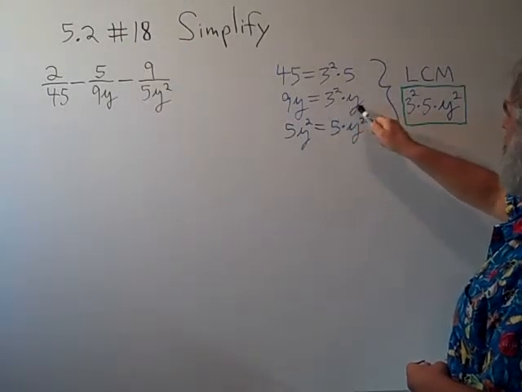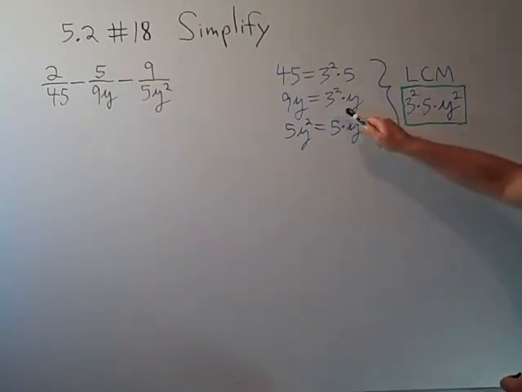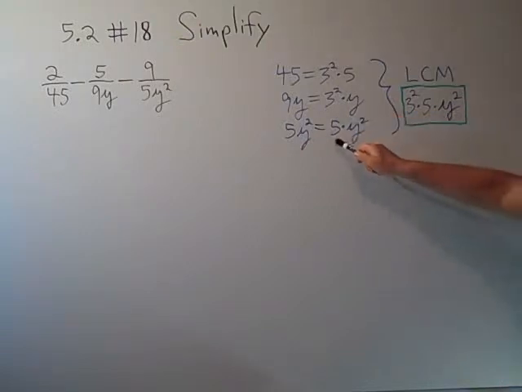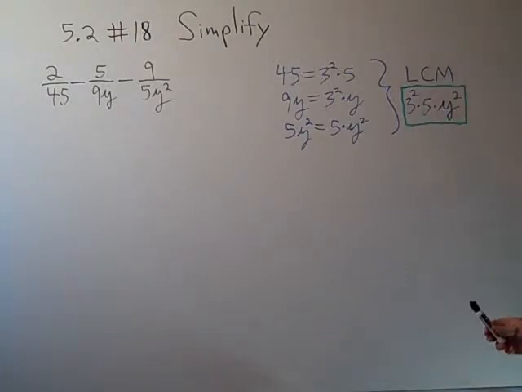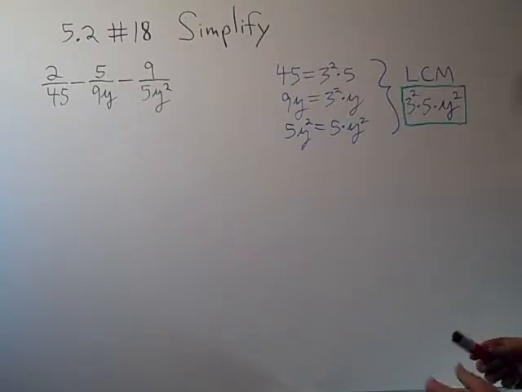9y is 3 squared times y, so we have to have not only a 3 squared, but also a y in the least common multiple. We already have a 5, and we need a y squared because this term also has a y squared factor. So the LCM has all of those factors. And we now have to augment each of the denominators so as to be equal to the LCM.